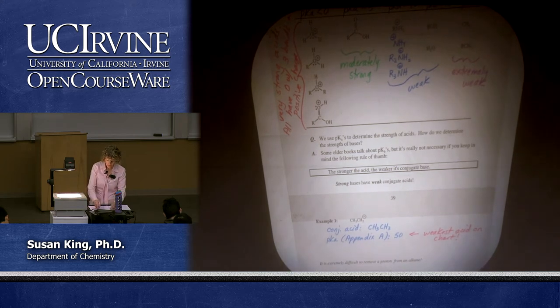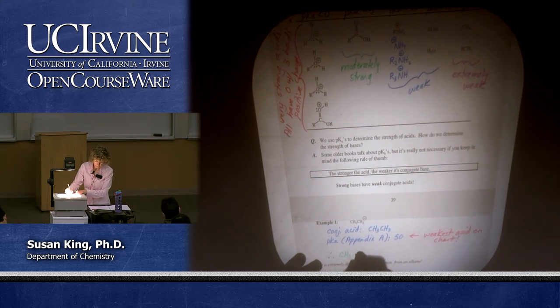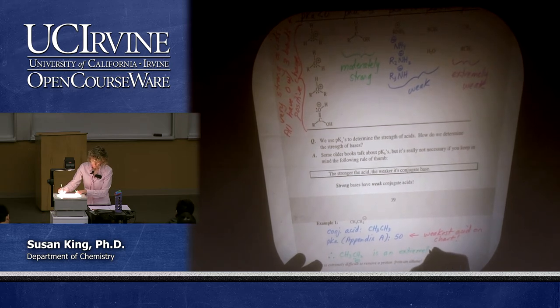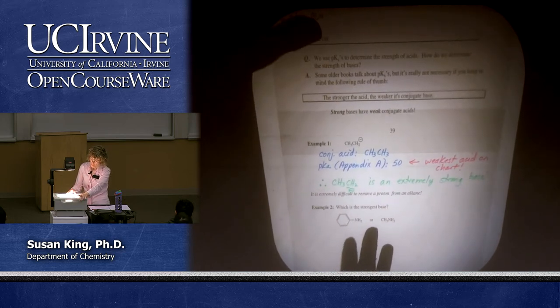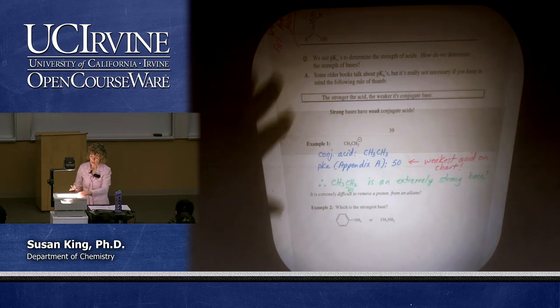And so since that's the weakest acid on the chart, this is an extremely strong base. So it's an extremely strong base. It's going to get a little muddied in the middle of the chart, but certainly at the two ends we can tell what's an extremely strong base and what's an extremely weak base.